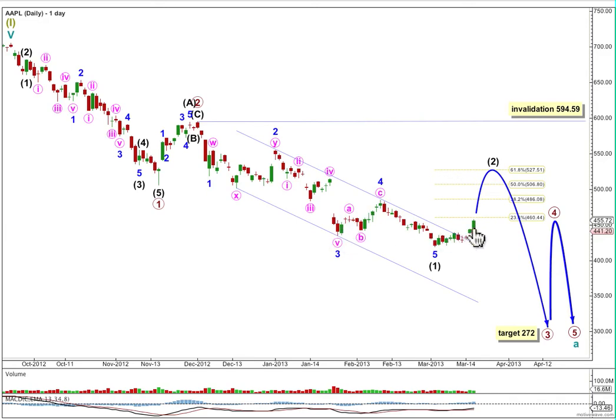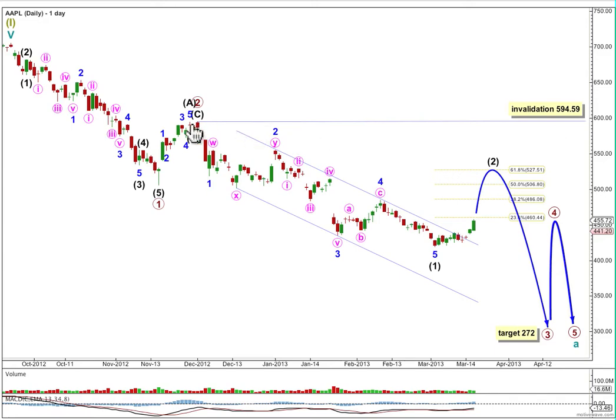We've got a really clear channel breach for the last 2 sessions. So this downwards trend is over and a new upwards trend has begun. Intermediate wave 2 may not move beyond the start of 1. This wave count is invalidated with movement above 594.59. If price moves above that point, then the alternate daily wave count will be correct.